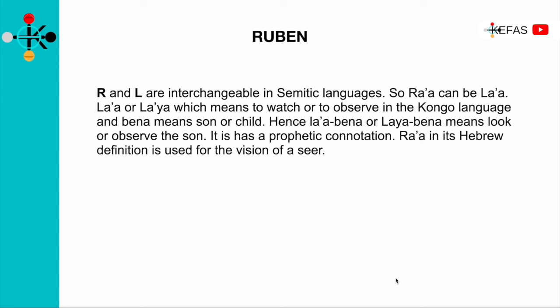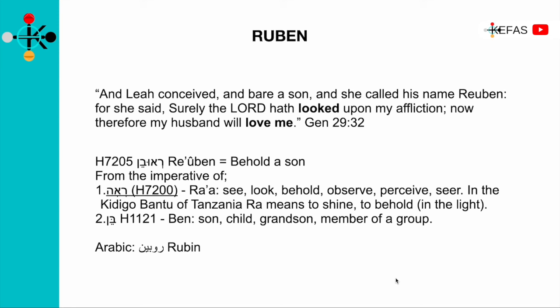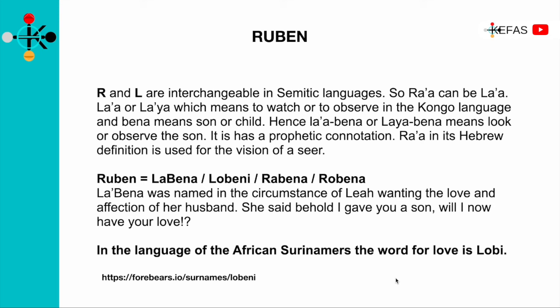Ra, in its Hebrew definition, is used for the vision of a seer. So we see in the proclamation of Leah a prophetic connotation when she says, "Behold the son." Reuben, in the Kikongo, let's say, in the Bantu will be La Bena, or Lobeni, Rabena, Robena.